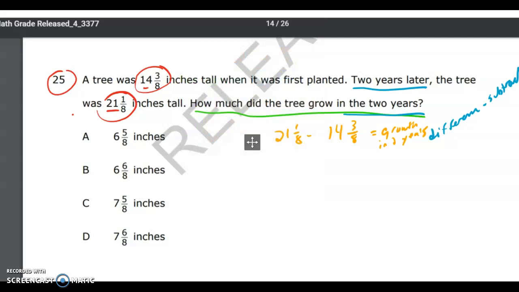Looks simple enough, doesn't it? 21 and 14. So if we say 21 minus 14, that gives us 7. All right, that's fair enough. Now we can go to the fractions.